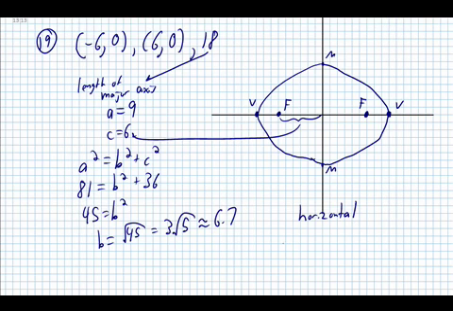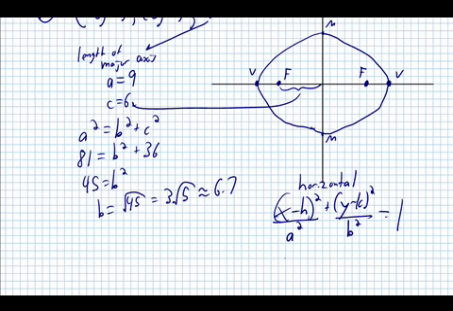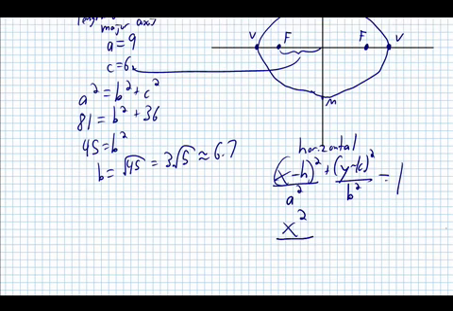Horizontal ellipses have equation of x minus h squared over a squared, plus y minus k squared over b squared, equals 1. We get x squared over, remember our h, k in this case is 0, 0. You can see that by looking there.